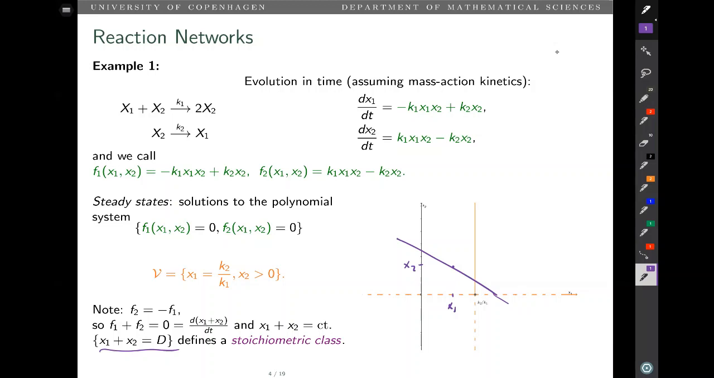So when I reach an equilibrium, this equilibrium needs to be on the orange line, but it also needs to be here. So starting with this initial condition, I will reach this equilibrium. If I change to another stoichiometry class, then I will just move to a parallel line. So those stoichiometry classes give me some other linear algebraic varieties that I can intersect with my steady state variety, and that depend on the initial concentration.